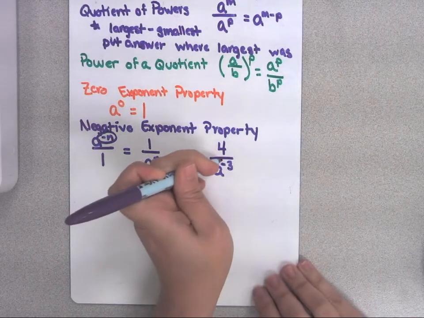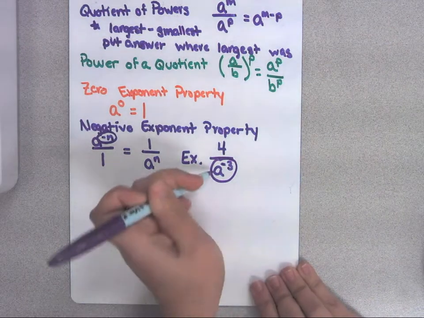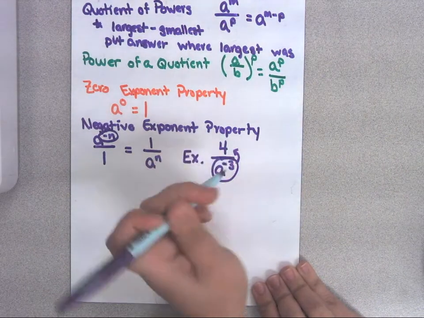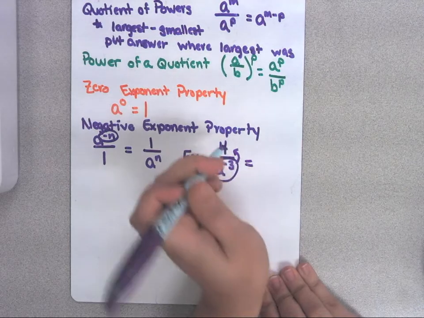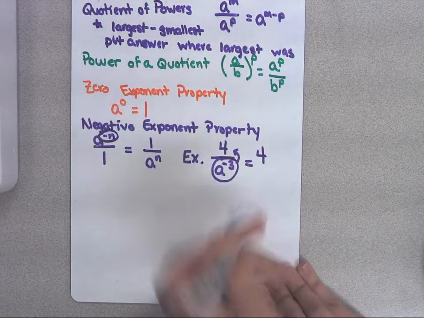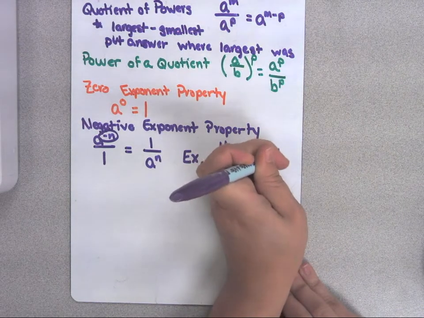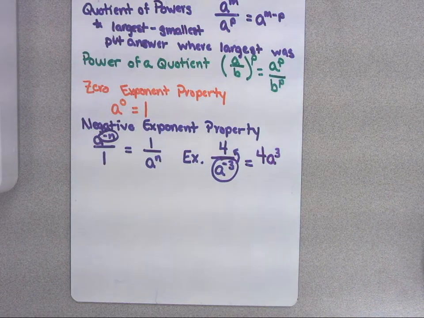So this is the only thing that changes, the thing that's negative. So we're going to cross him over. I always circle it and draw a line. 4, you leave him alone. You move a so he's nice and happy. Technically now my denominator's 1.